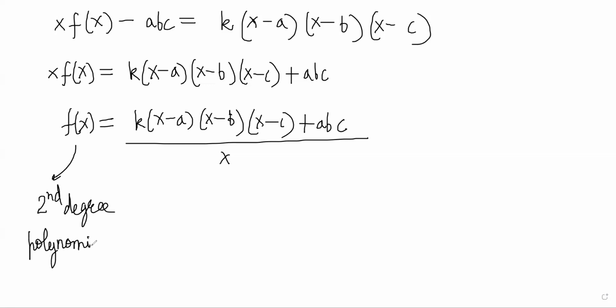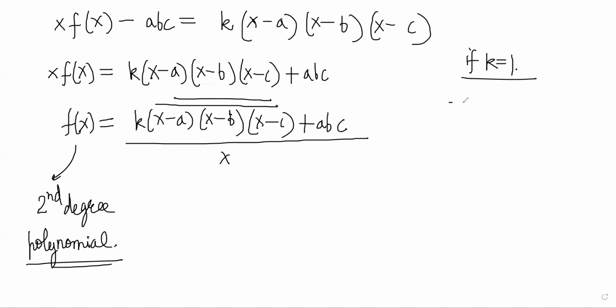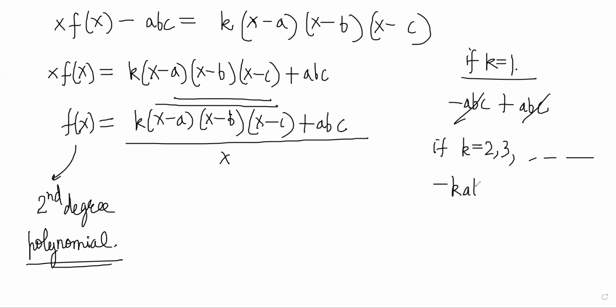Now we knew that it was a second degree polynomial here. So what constant k will make it a second degree polynomial? Think about it. If k is equal to 1, then when you factorize this out, you get a minus ABC, which cancels the plus ABC, and there is no constant term in the top, right? And since there is no constant term, dividing by x makes the cubic polynomial into a quadratic. However, if k is equal to 2, 3, or any other real number, you will have a minus k ABC plus ABC. And this term will not vanish.